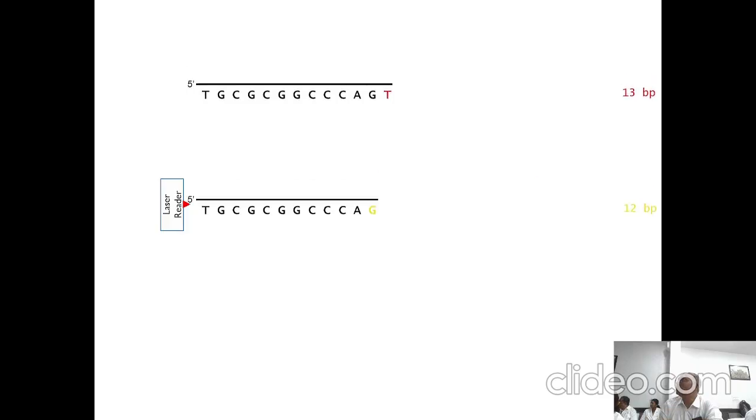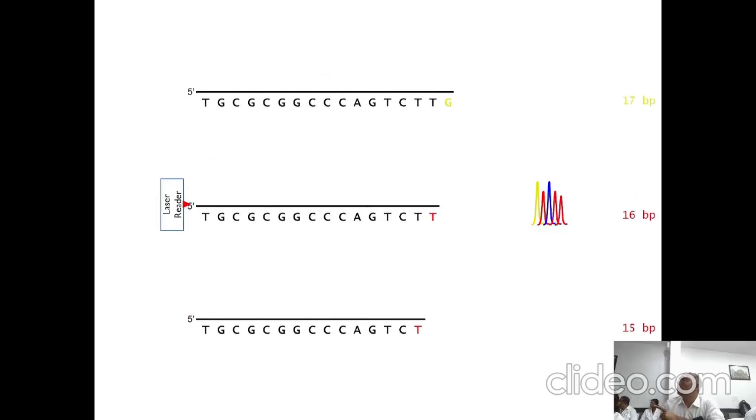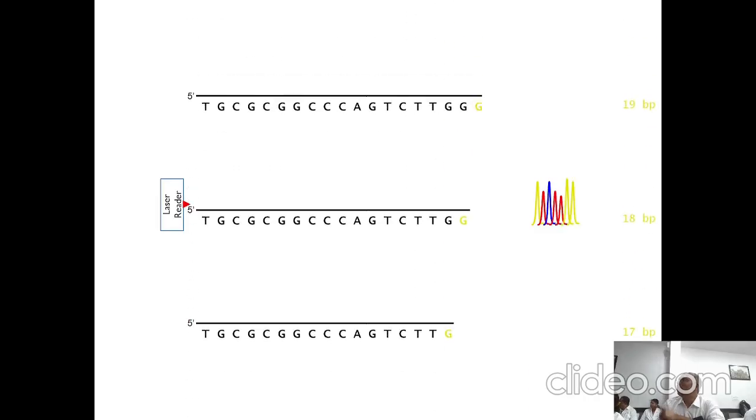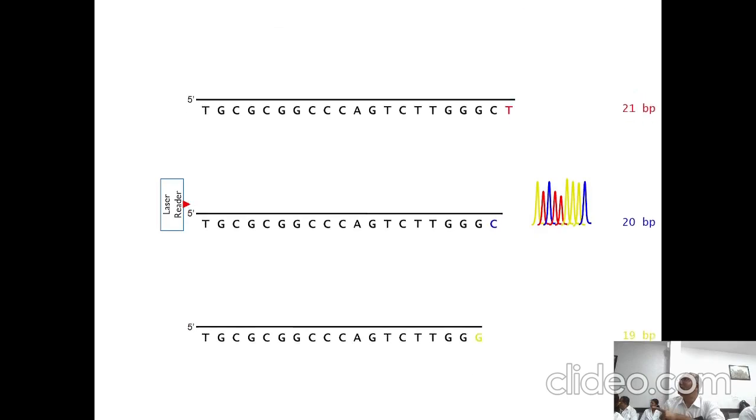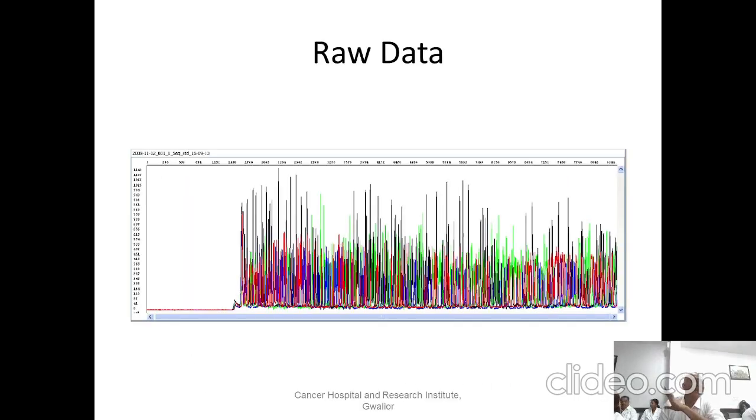So you pass a laser light and the fluorochrome will come. See this. One peak, two peak, three peak. So you know what color G denotes, what color C denotes, and all these things. Similarly, this happens like this. It keeps on going, it gives you this data. Can anybody read this data? No, nobody can read this data.